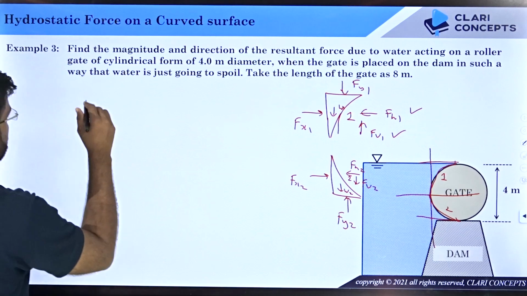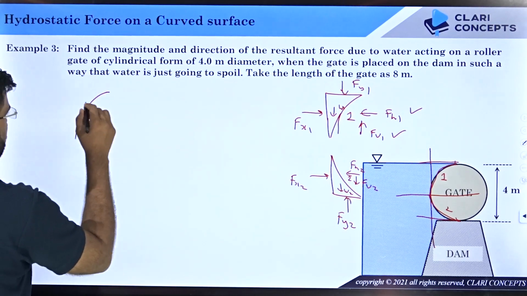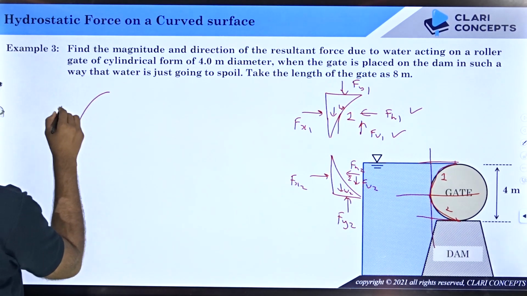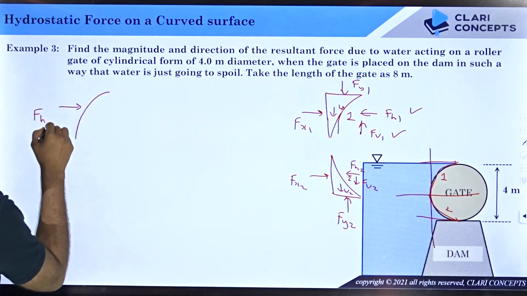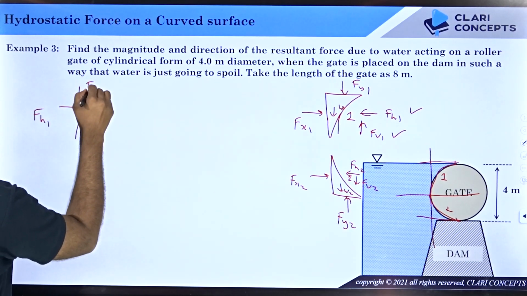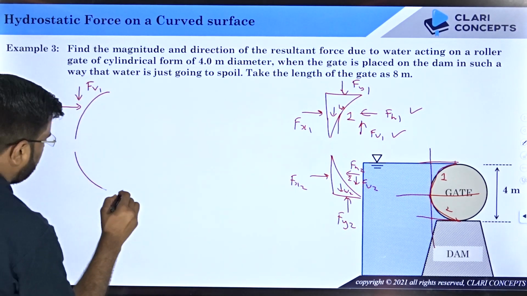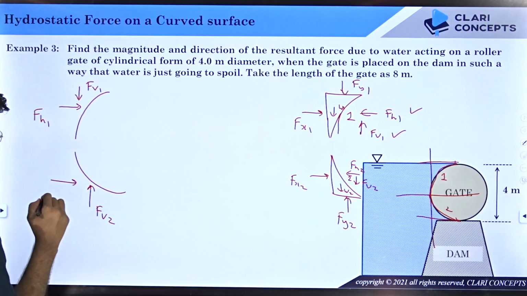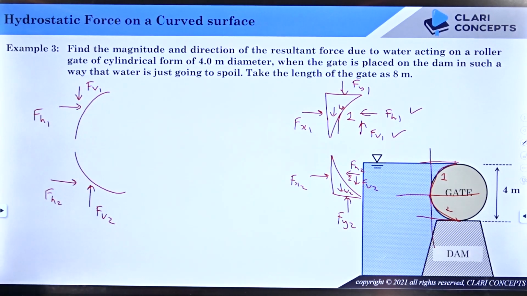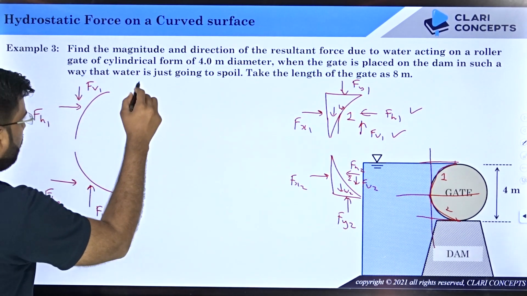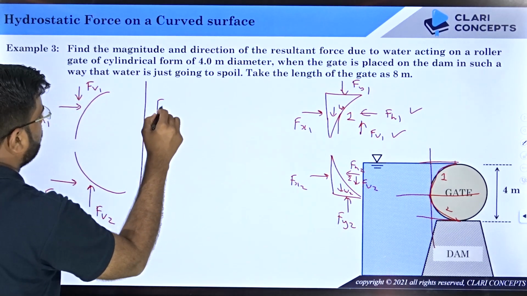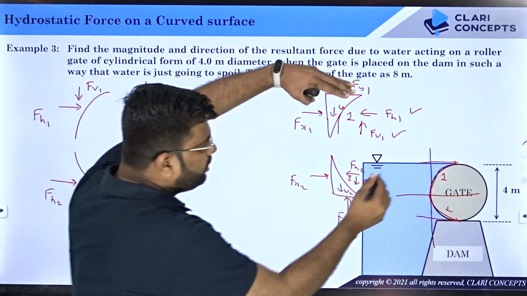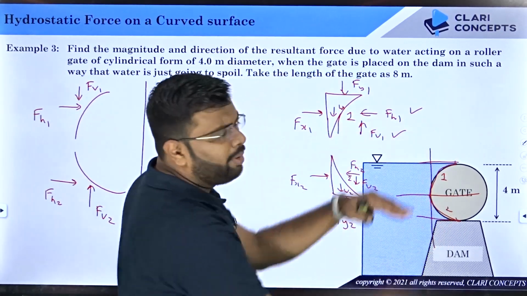Now look very closely. I am drawing a section of the gate. On this particular section 1, Fh1 is acting on this side, and Fv1 acts downward. Similarly, on the other portion of the gate, Fv2 acts upward and Fh2 acts on the right hand side. Now you need to find the resultant horizontal force. Both of them are in the same direction, so you directly add the components.